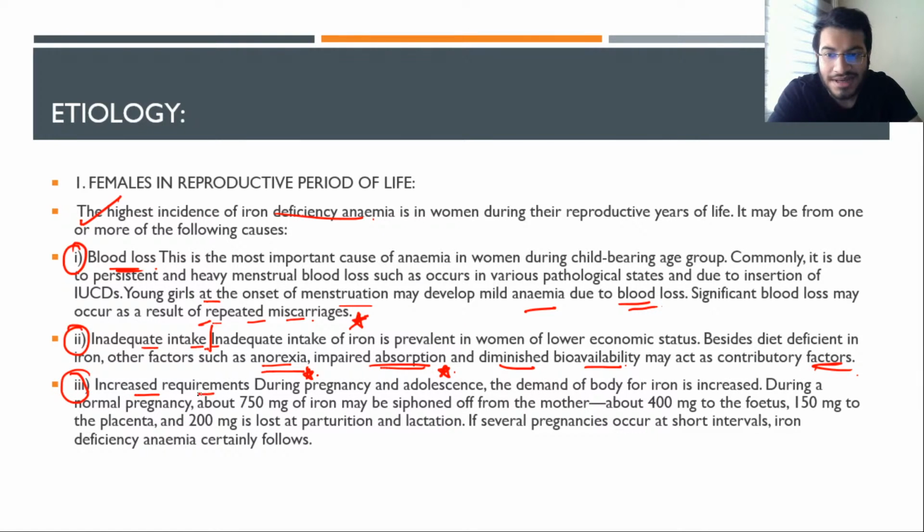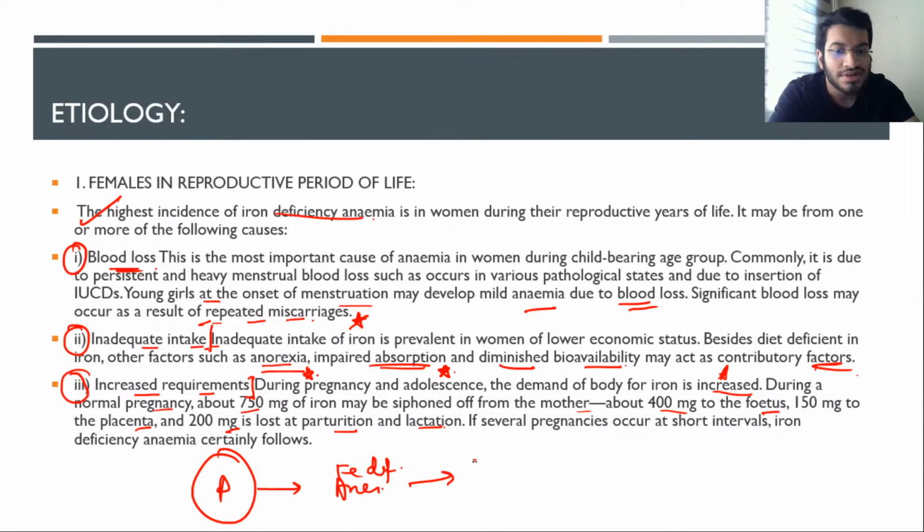Then increased requirements. During pregnancy and adolescence, the demand of the body for iron is increased, and during a normal pregnancy about 750 mg of iron may be siphoned from the mother, about 400 mg to the fetus, 150 mg to the placenta, and 200 mg is lost at parturition and lactation. If several pregnancies occur at the shorter intervals, iron deficiency anemia certainly follows. And if the patient is pregnant and if she is having iron deficiency anemia, then you should not give iron supplement in the first trimester.